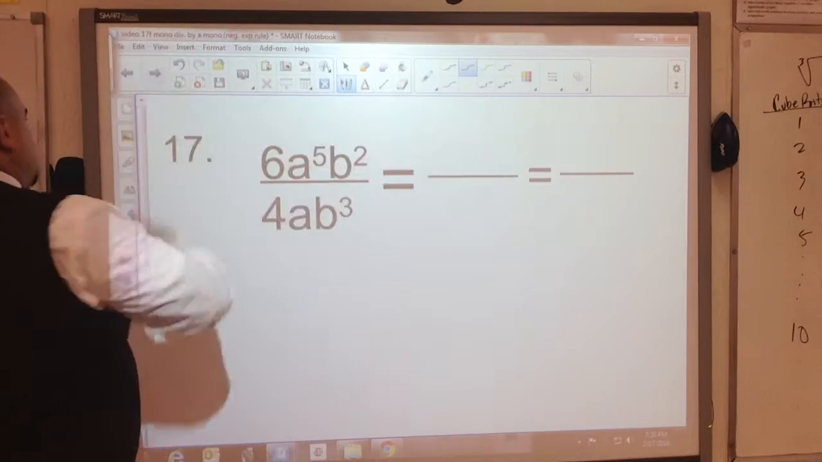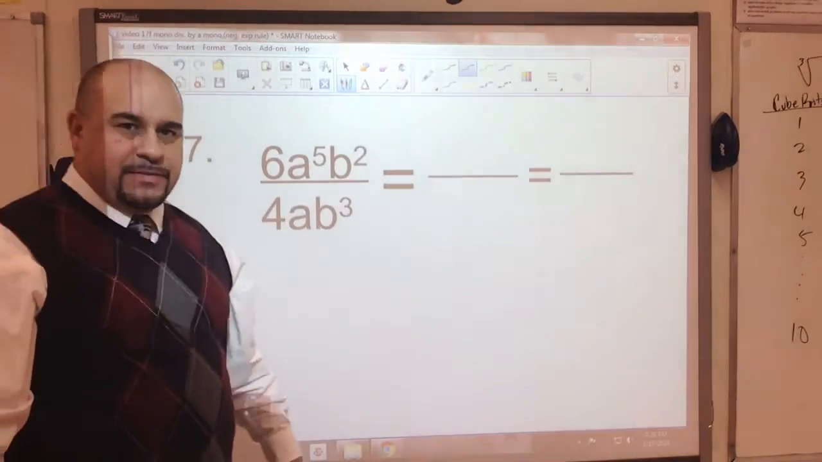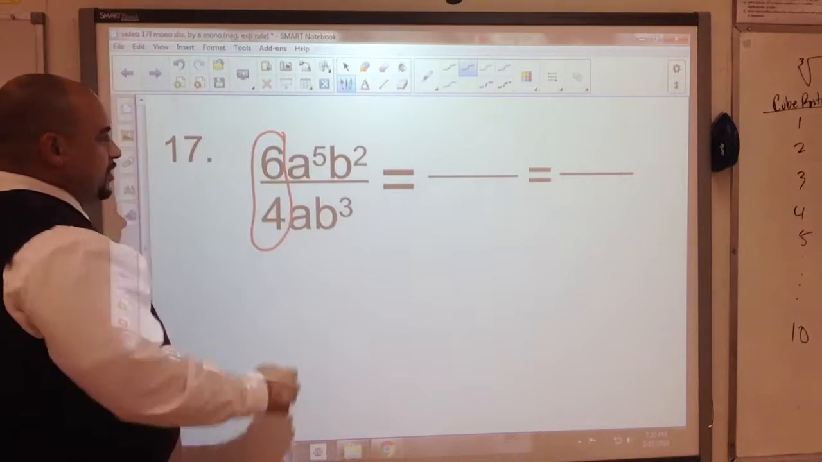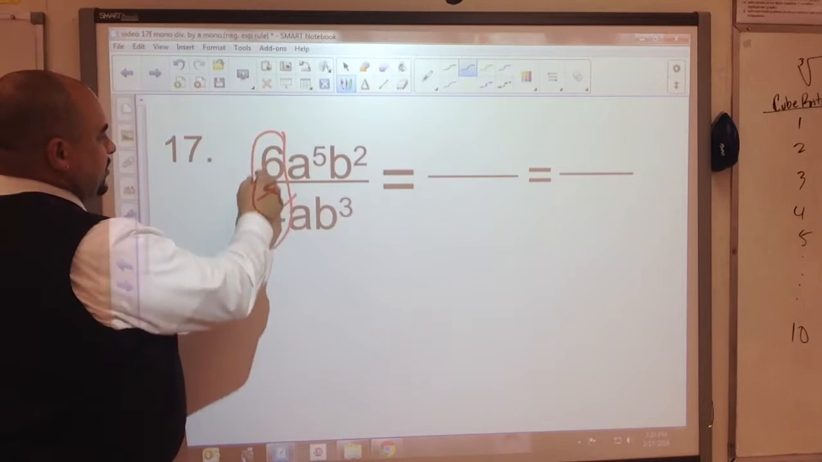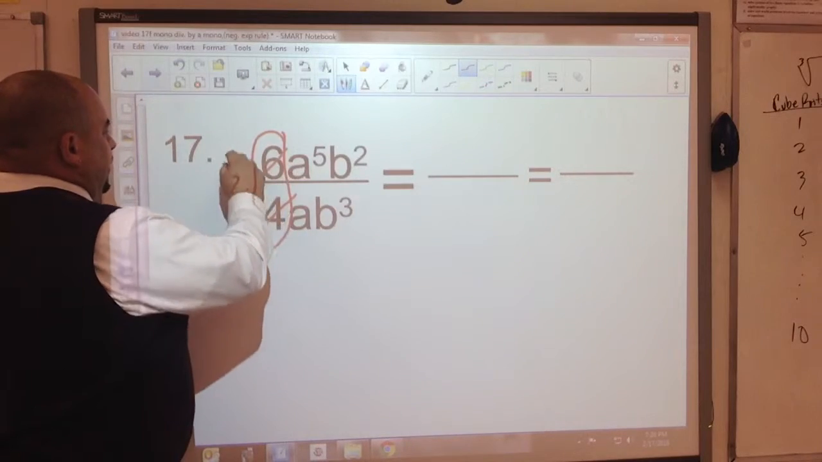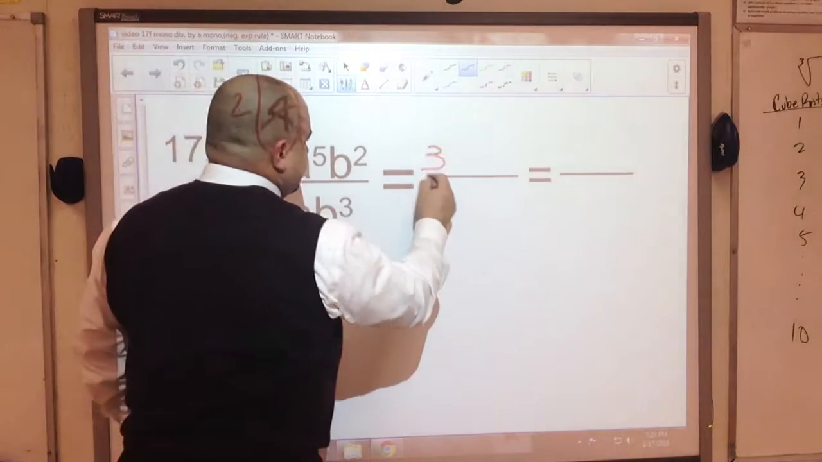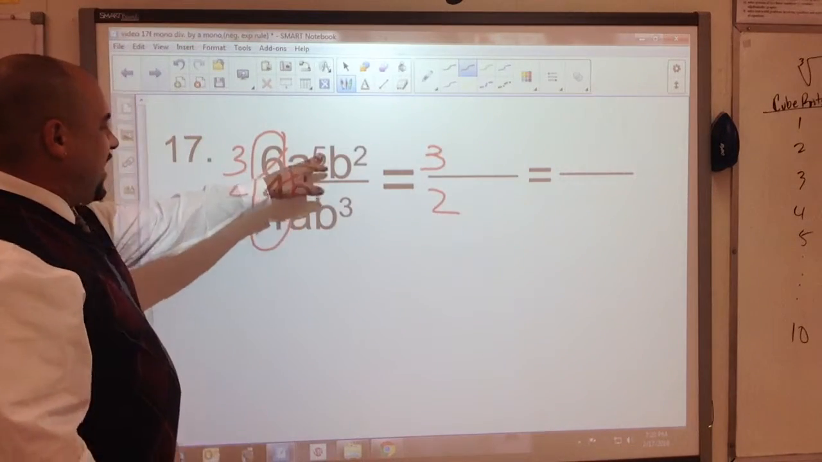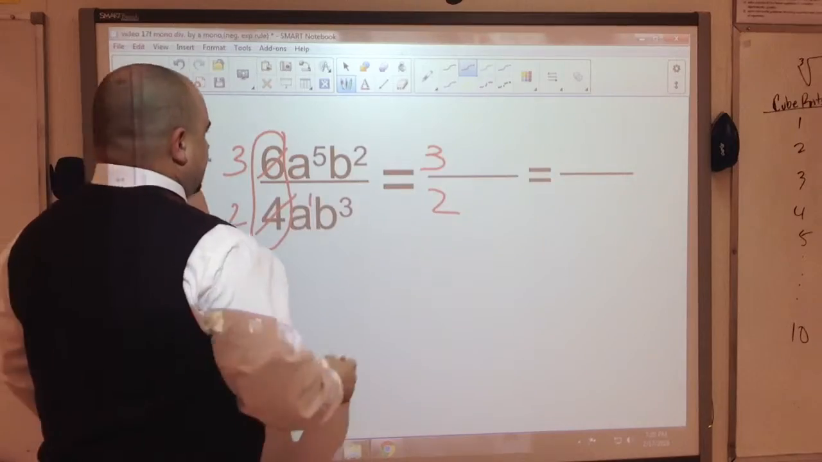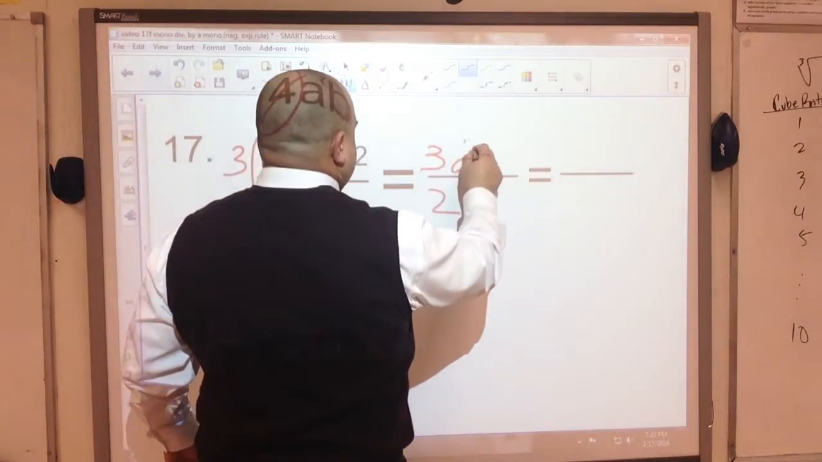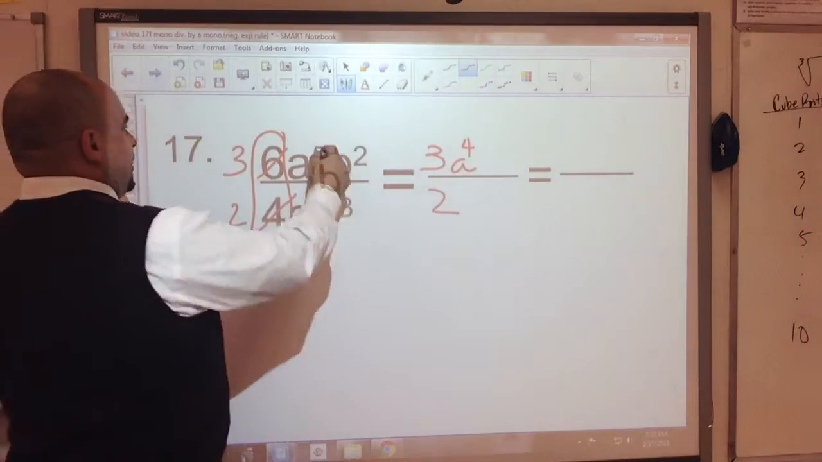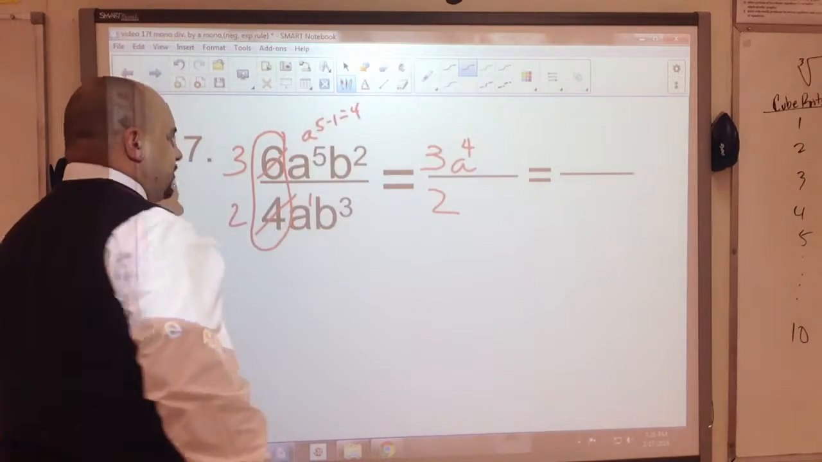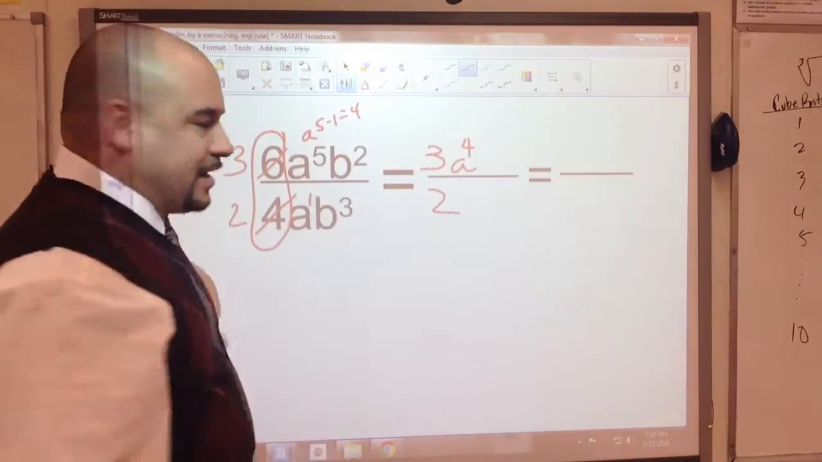Let's do another one. This was number 17, same page. So you have 6 divided by 4, which really just simplifies. 2 goes into both of them, so 3 over 2. And that's okay. Then you have the a's. You have 5 minus 1, which is 4. So a to the 4th goes up top. Again, always doing the work on the top of the fraction bar.